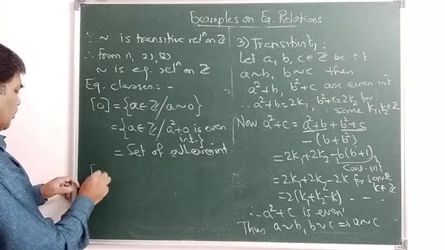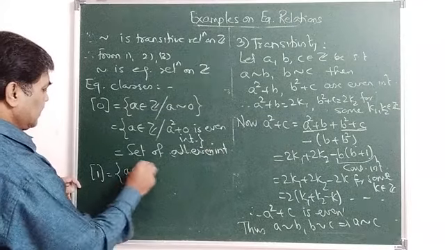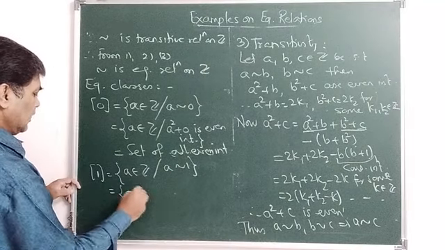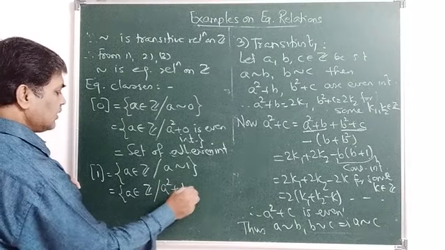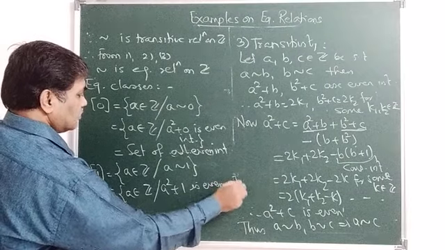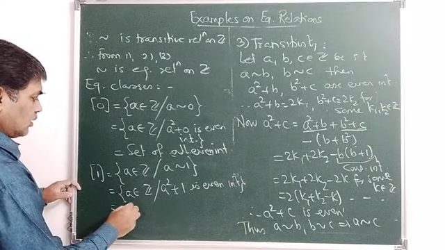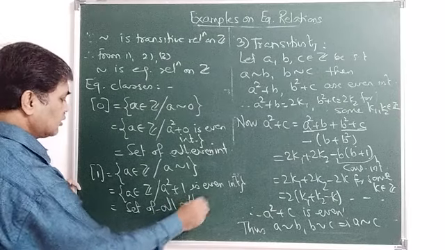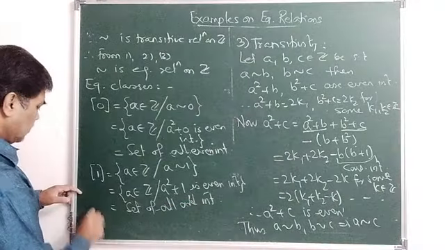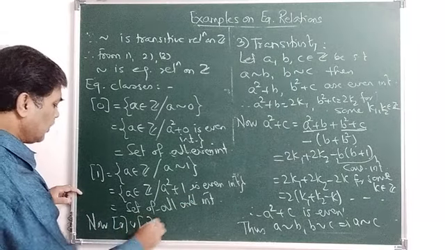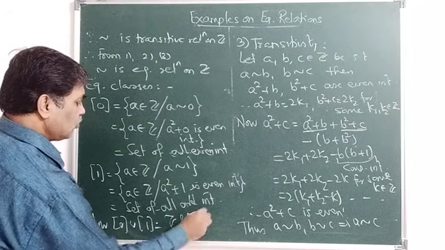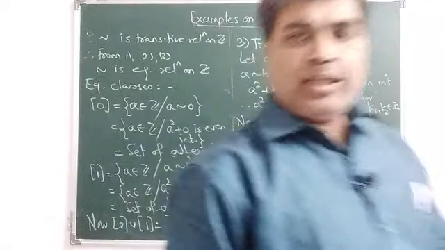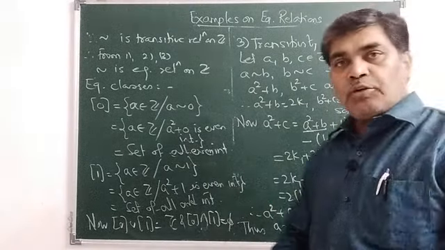If I take the equivalence class of 1 now, a belongs to Z such that a is related to 1, a belongs to Z such that a square plus 1 is even. So this must be the set of all odd integers. Now, equivalence class of 0 union equivalence class of 1 is Z, and equivalence class of 0, 1 are disjoint. Therefore, these are only two equivalence classes under the defined relation.